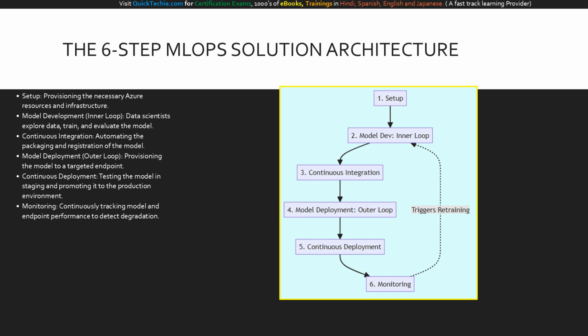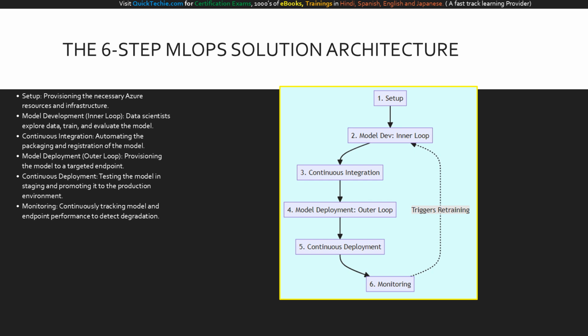To build a robust and future-proof MLOps system, we must follow a high-level architecture broken down into 6 crucial stages. It starts with the setup of your Azure resources. Next is the inner loop model development, where data scientists iterate and train. When they are ready, we hit continuous integration, automatically packaging and registering that model. This triggers the outer loop, or model deployment, pushing the model to a testing endpoint. We then use continuous deployment to rigorously test and ultimately promote the model to our production environment.